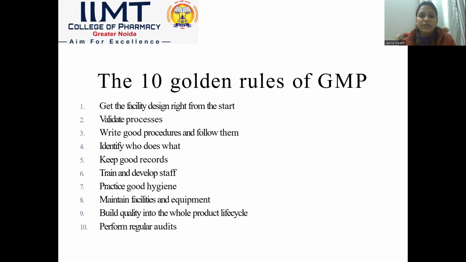Now, there are 10 golden rules for GMP. Get the facility design right from the start, validate processes, write good procedures and follow them, identify who does what, keep good records, train and develop staff, practice good hygiene, maintain facilities and equipment, build quality into the whole product life cycle, perform regular audits.